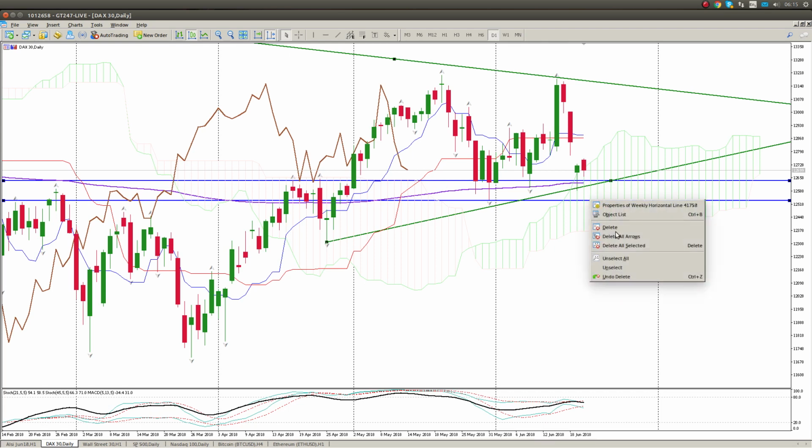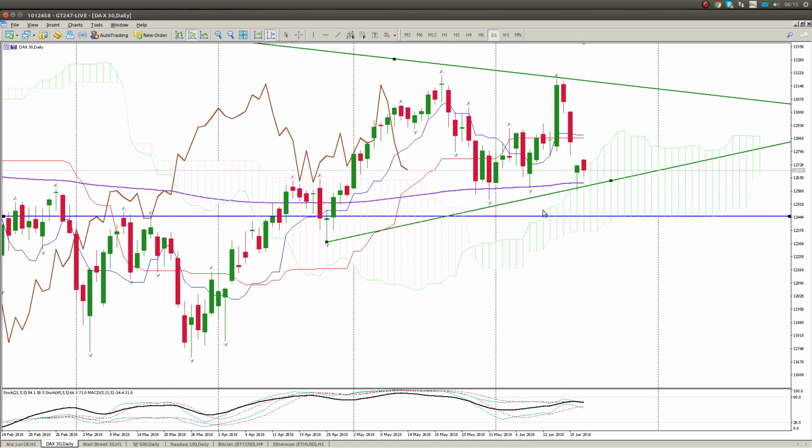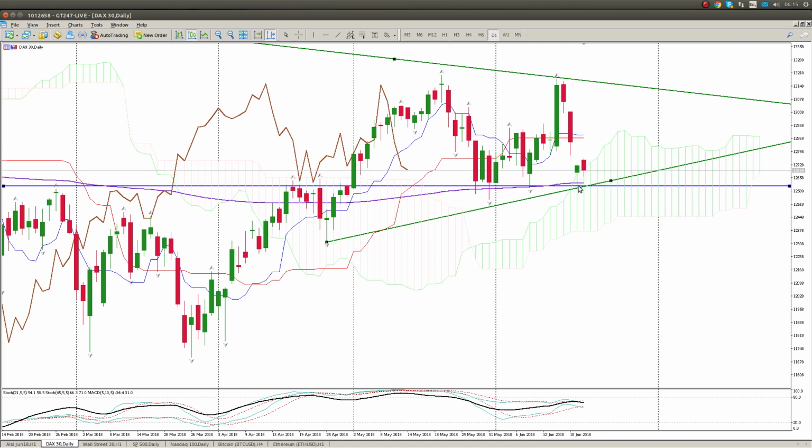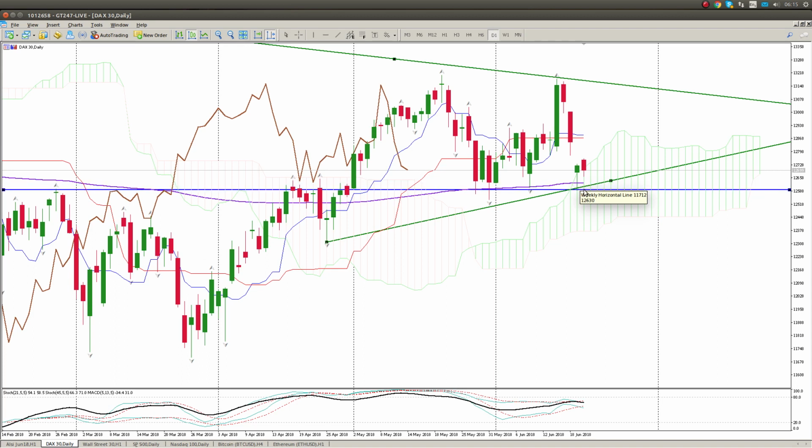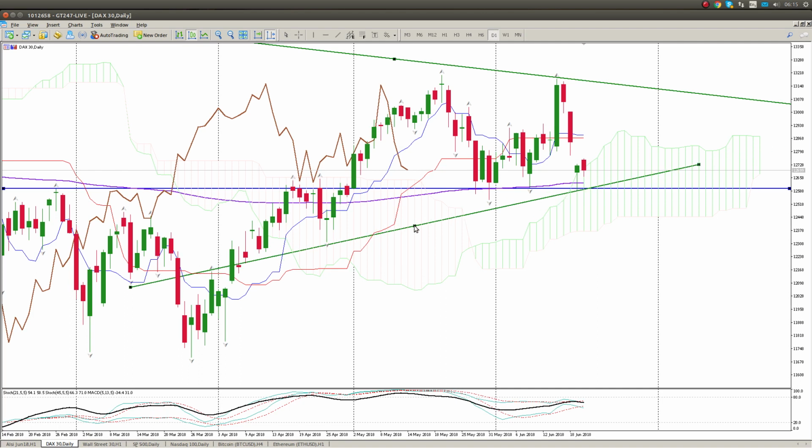Okay, so I want to delete that, and if we just pull, well, what we can do is put it to there. Okay, take the last tail, which is that one there, and then I want to tidy this up. So I just want to tidy it up so we've got it spot on.